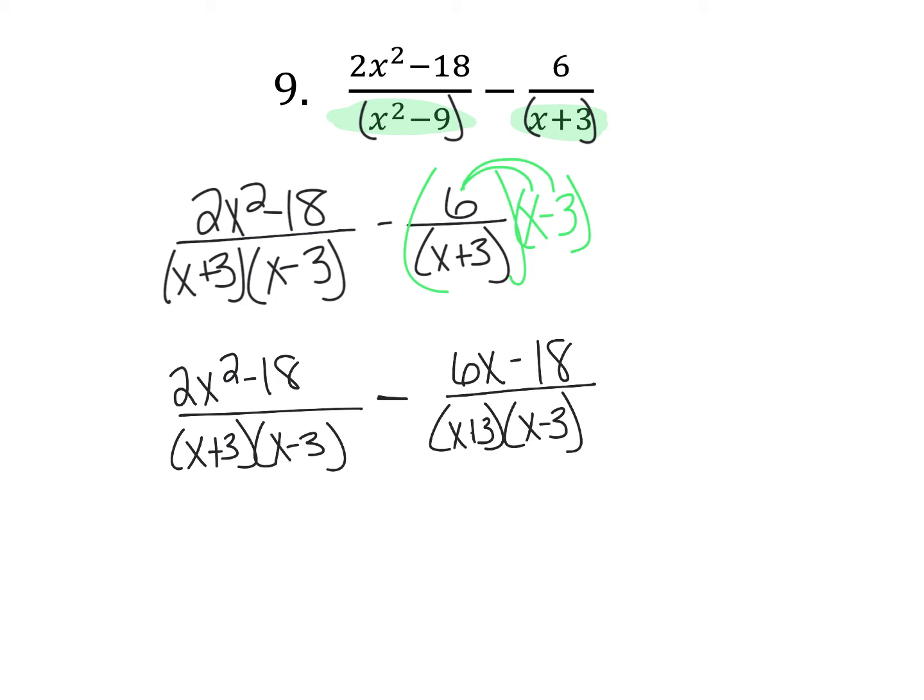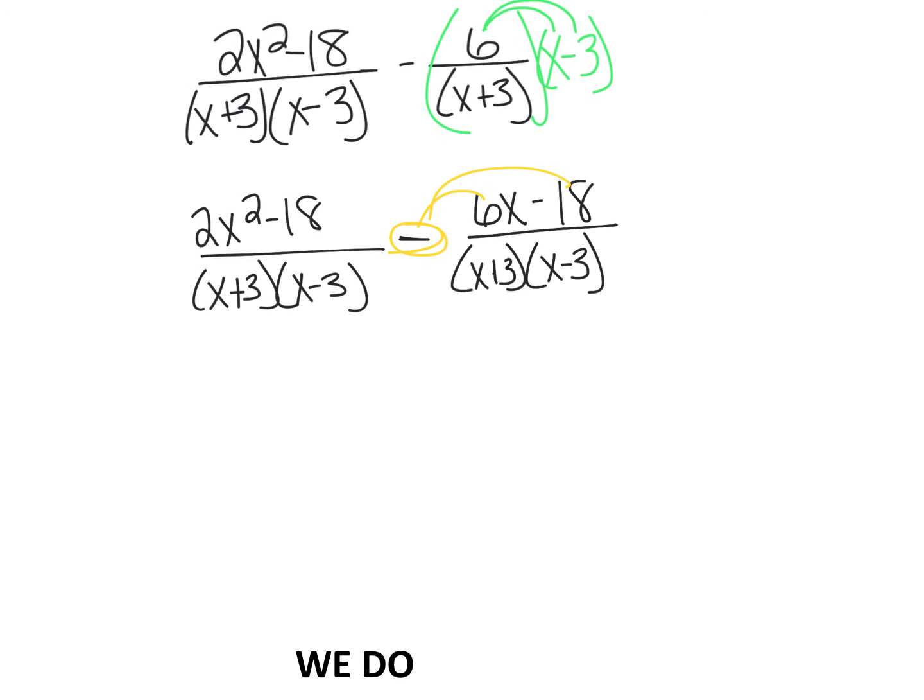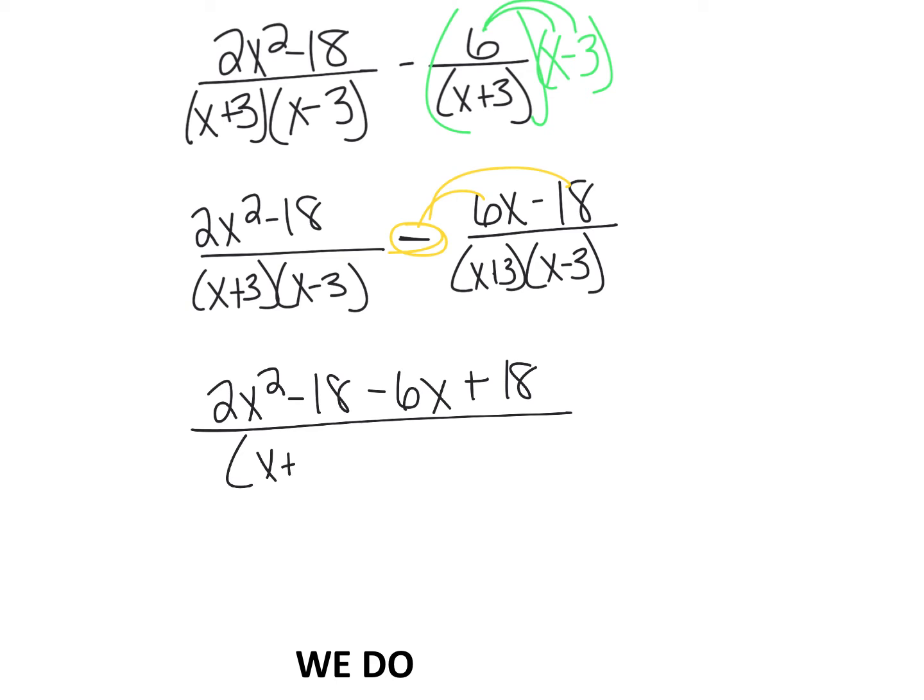Great. Okay, now let's go ahead and make this one fraction. Make sure you pay super close attention to this minus and you take care of that. So I will have 2x squared minus 18 minus 6x. A negative times a negative is a positive, so this will be plus 18 all over x plus 3, x minus 3.